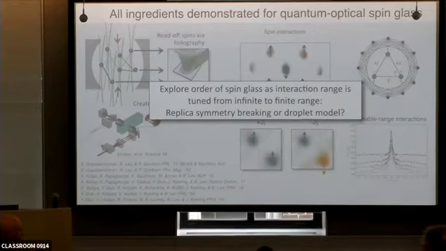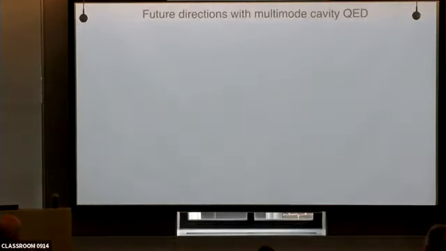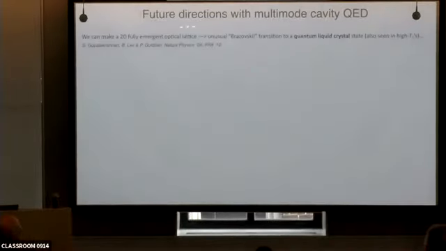Of course, this has implications for computation, which I'll explore now, and this is my last slide. So what are the future directions with multimode cavity QED? Going back to the beginning, I said that when you scatter light into the cavity, you make this lattice. In a multimode cavity, that lattice is a fully emergent optical potential. It's not just the amplitude, but it's also the positions of the minima. This lattice actually has phonon excitations. It has real Goldstone modes and phonon excitations.